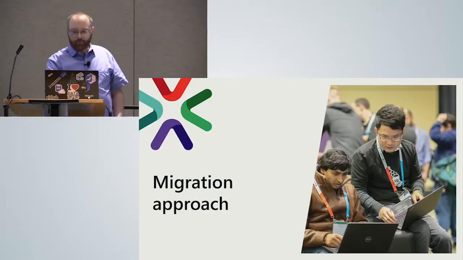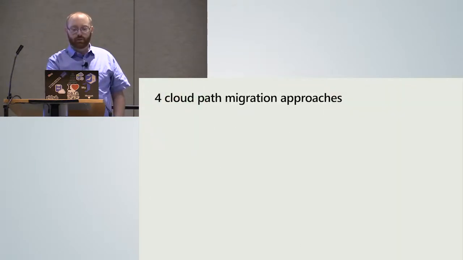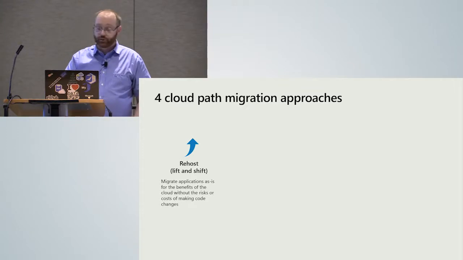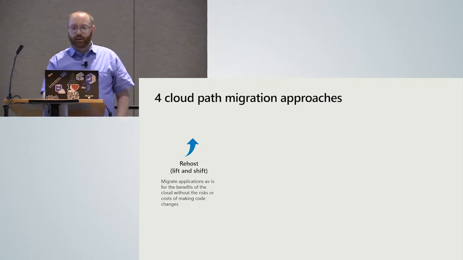So back to the migration approach. In general, we see 4 cloud path migration approaches. The first of those being rehost, which is traditional lift and shift. In terms of effort, by far the easiest migration approach. I take what I have, I move it across to Azure, mostly on an infrastructure as a service basis. I don't have to make any real changes. Everything just works as intended. Even my Windows authentication isn't an issue. There's no real requirement there as well.